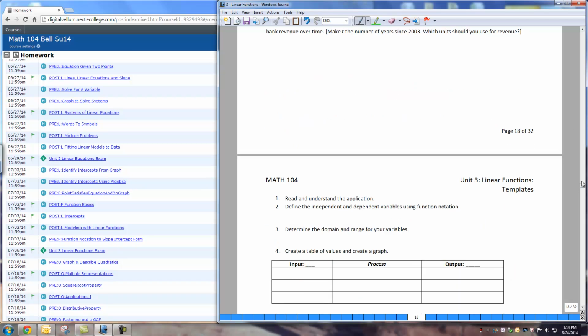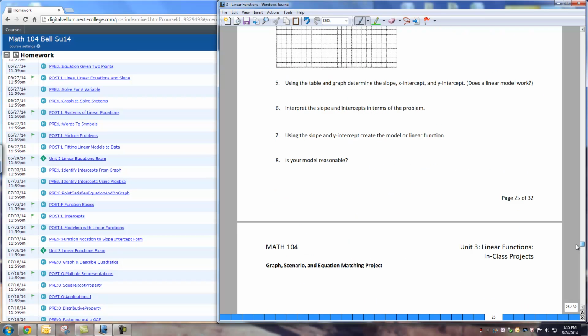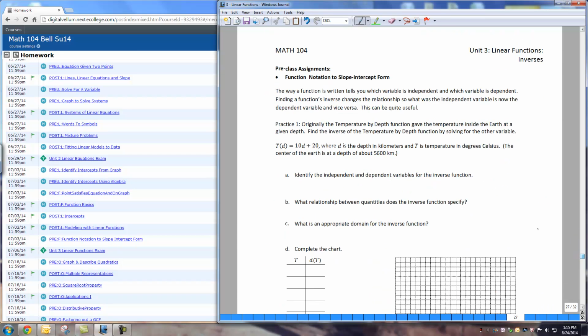Your next video will cover inverses. So before you watch the next video, you'll have to do this pre-class assignment, function notation and slope-intercept form. Notice this next video I make will be the last video before your Unit 3 linear functions exam that's due July 6th.